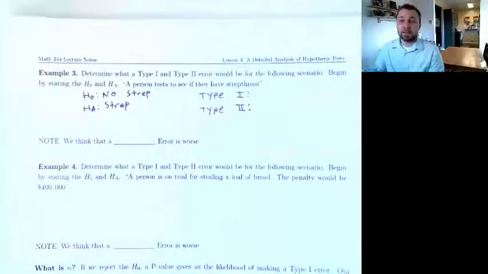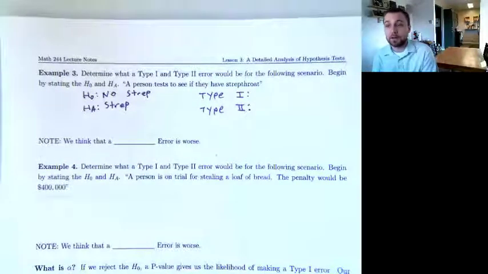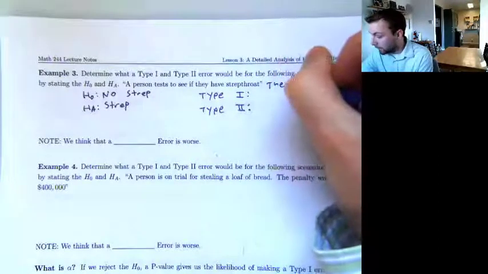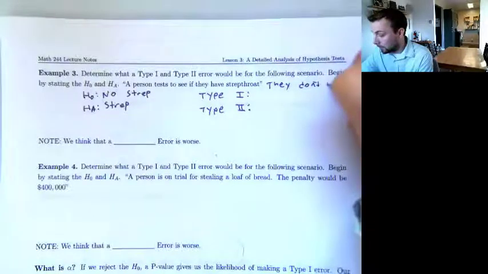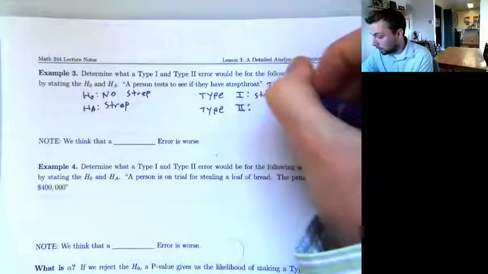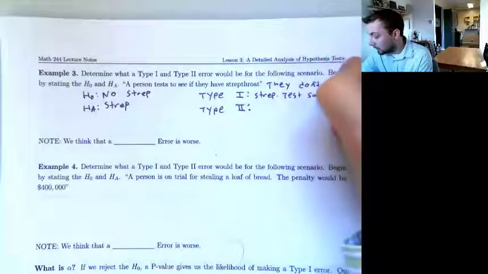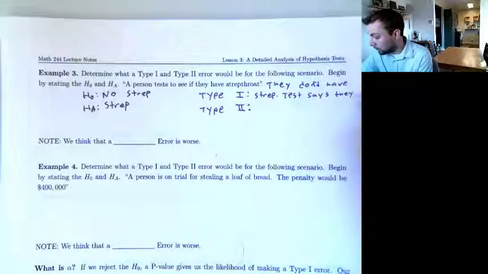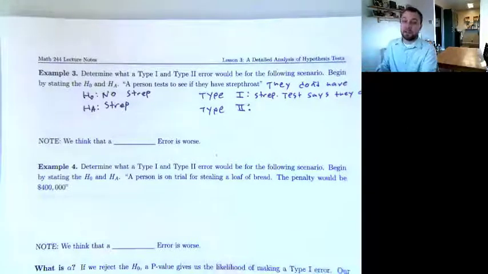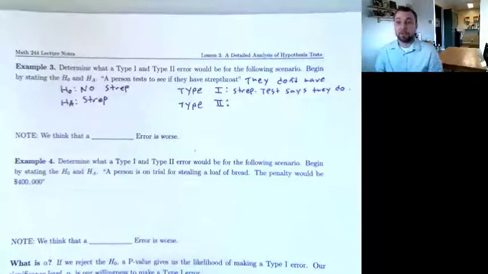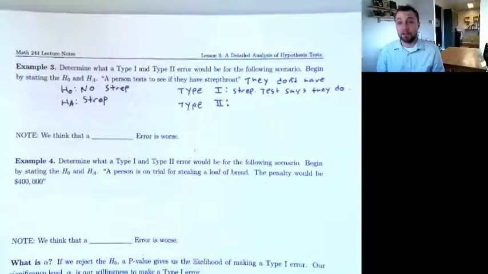The base hypothesis is that they do not have strep throat. It takes getting infected with this to have strep throat. A type 1 error means the first thing is true: they don't have strep. And how could this be an issue? The test says they do. So this is not a great thing. They could start taking antibiotics for having strep throat when they don't actually have strep throat. That's not an ideal situation.